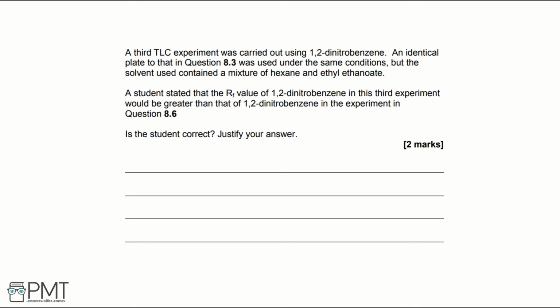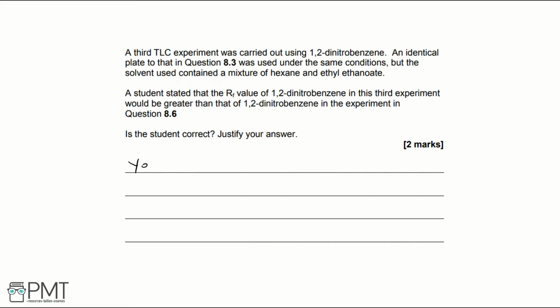A third TLC experiment was carried out using 1,2-dinitrobenzene. An identical plate to that in question 8.3 was used under the same conditions, but the solvent used contained a mixture of hexane and ethyl ethanoate. A student stated that the RF value of 1,2-dinitrobenzene in this third experiment would be greater than that of 1,2-dinitrobenzene in the experiment in question 8.6. Is the student correct? Justify your answer.